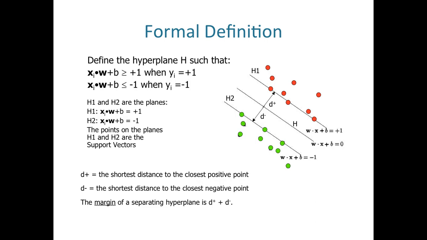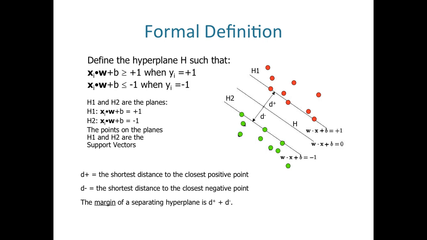So if we have a hyperplane H, we're looking for one such that, for a given set of x's and weights plus b, the value is larger than 1 when y equals 1 and smaller than minus 1 when y equals minus 1. Imagine that the red dots represent a plus 1 and the green dots represent a minus 1. This is our binary classification problem. So the hyperplane that we are looking for is the one that separates these two types of samples based on their labels, right?